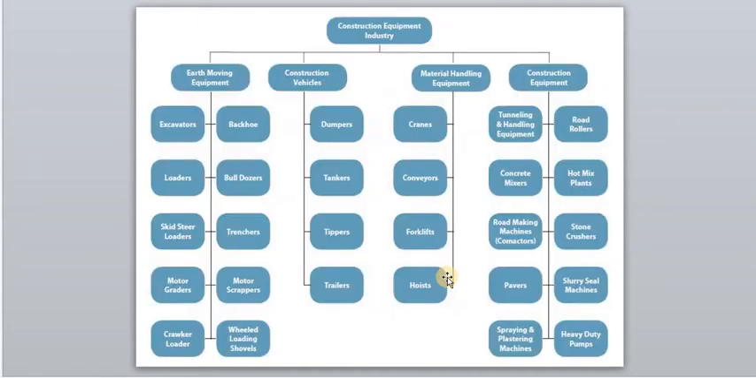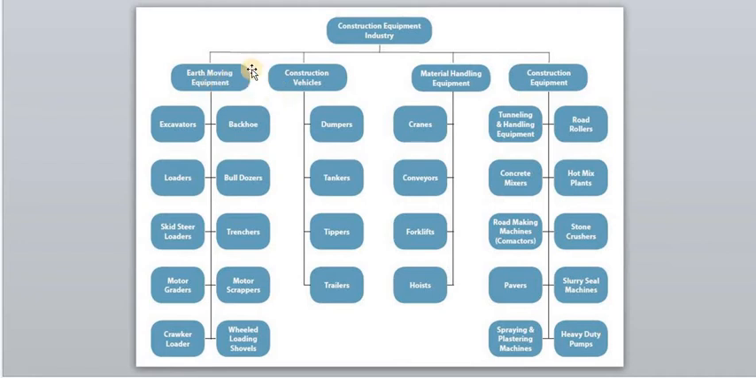Okay? These are the broadly classified construction equipment industries. Construction equipments have been broadly classified into 4 types. First is earth moving equipments, number 2 is construction vehicles, number 3 is material handling equipments, and number 4 is construction equipments. So we will see in short what the different equipments are, what amount of work is done by these equipments, and what the capacity of these equipments is. We will see one by one.